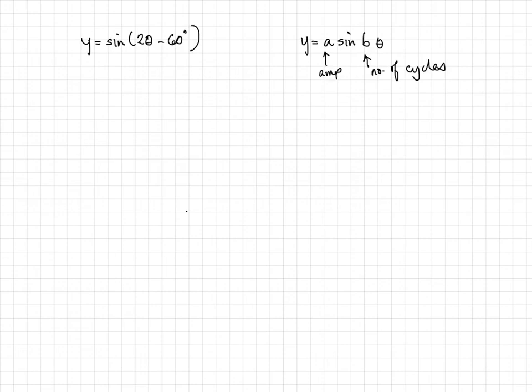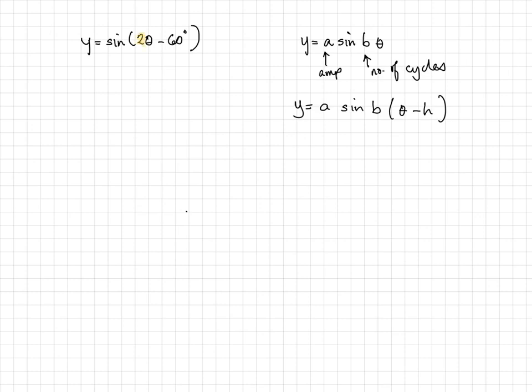y equals sine 2 theta minus 60 degrees. And so for this case, it looks like it is a y equals a sine b theta minus h. So it's that format. And right now, we have to get rid of this 2 here because we need theta to be by itself.